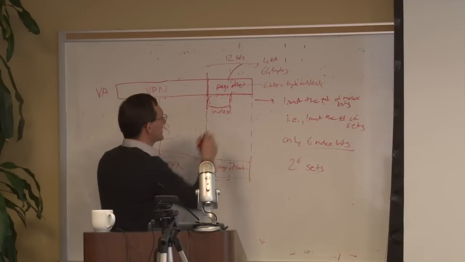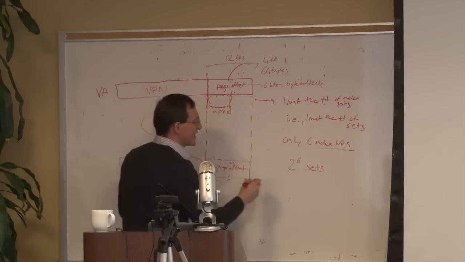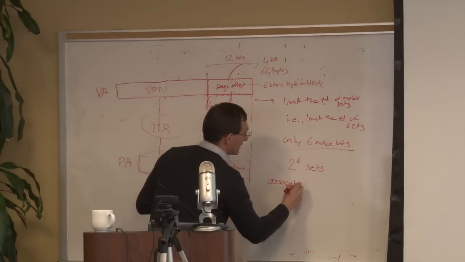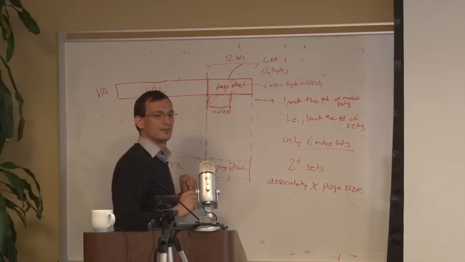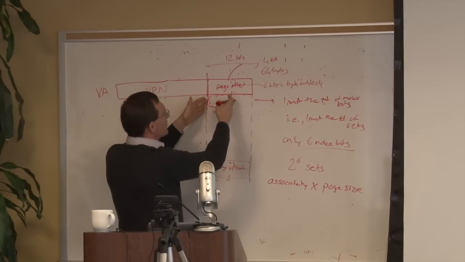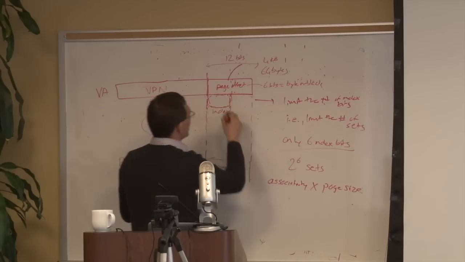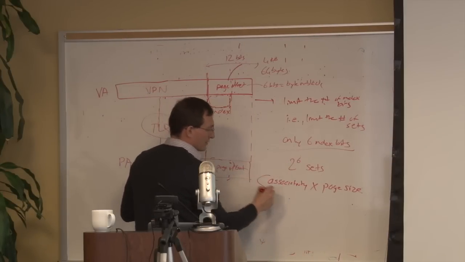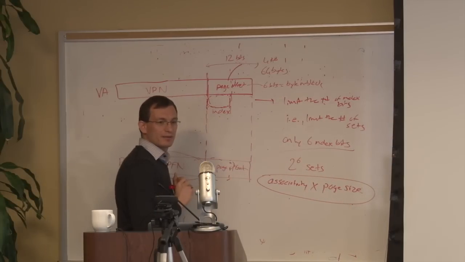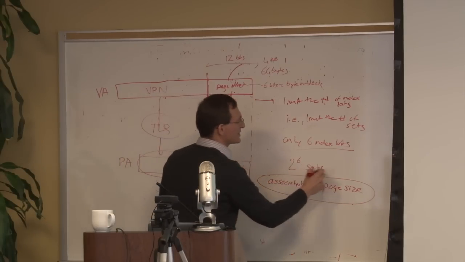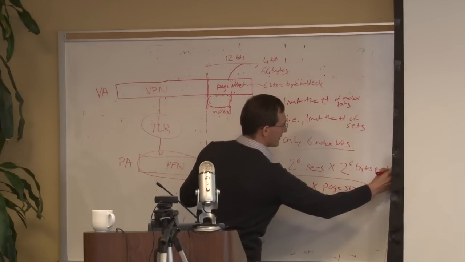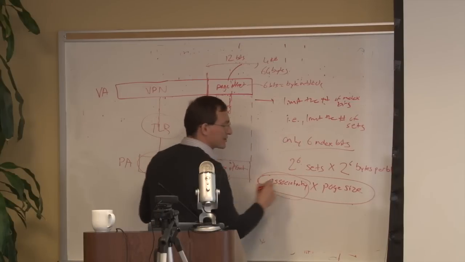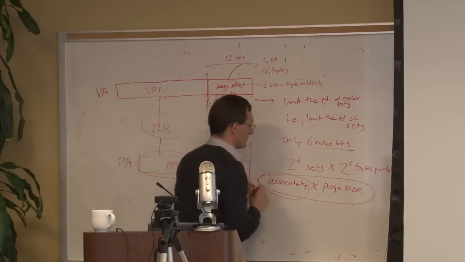Does that make sense? Basically, if you use this solution, your cache size is limited to associativity times page size. If you ensure that the index bits only come from the page offset, your cache size is at most this. Does that make sense? Do you see how I got this? Because you have 2 to the 6 sets times 2 to the 6 bytes per block. And the number of blocks per set is determined by the associativity. Right? OK?